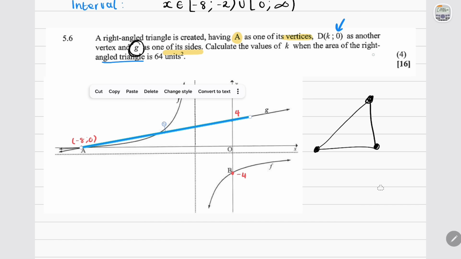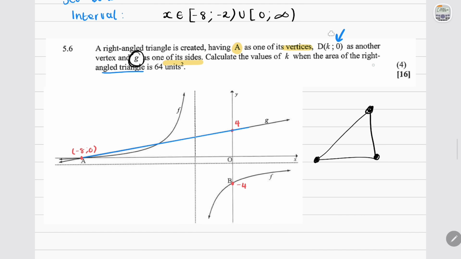It just depends on where k is, whether k is a positive or negative value. But let's say it looked like that. So we would have this, and then that point D they were referring to will be down here. So this would be D, which is (k, 0). This is the triangle they're creating. It is a right angle triangle, like they said.